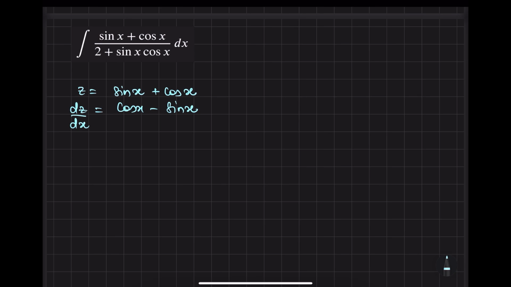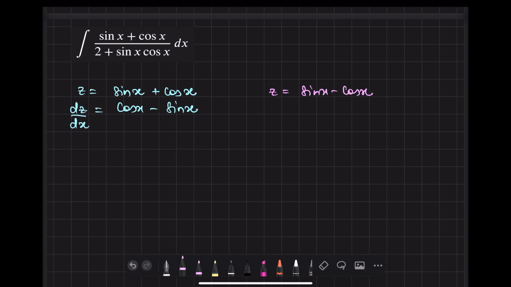It is not helping you, na? Means you should create the differentiation. So what we will do? We will take z as sin x minus cos x. So dz by dx will become cos x plus sin x. Yes, things are going in the correct direction.